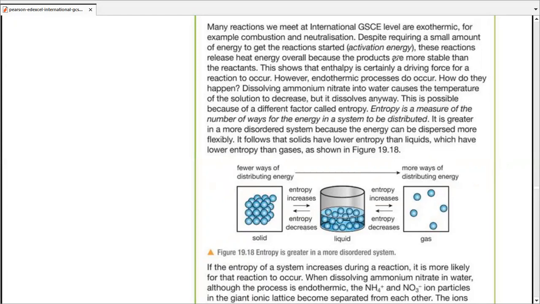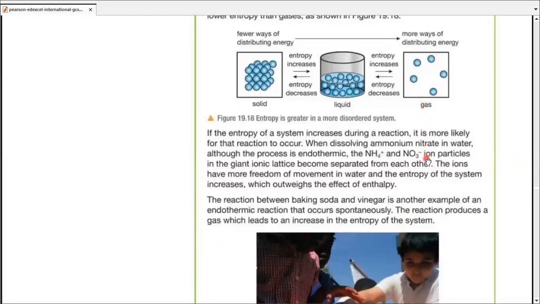Moving on, if the entropy of the system increases during a reaction, it is more likely for that reaction to occur. When dissolving ammonium nitrate in water, although the process is endothermic, there is a point of entropy in here. The ammonium ions and nitrate ions in a giant lattice become separated from one another. They're not orderly arranged anymore.